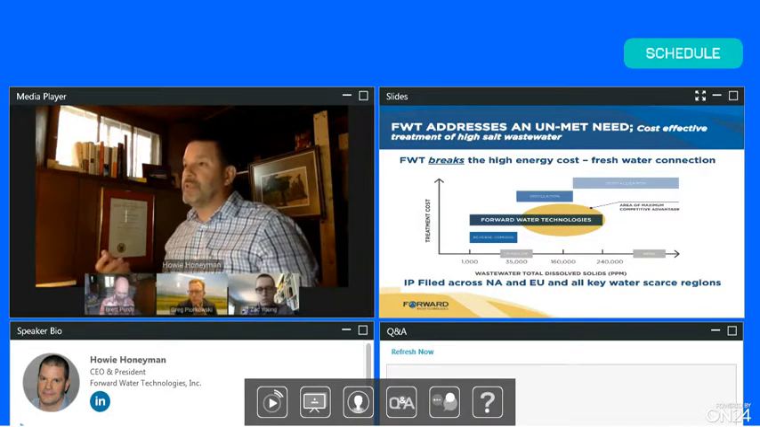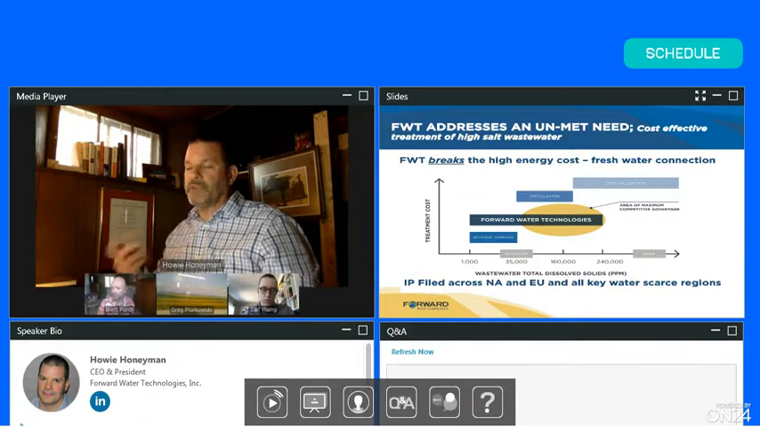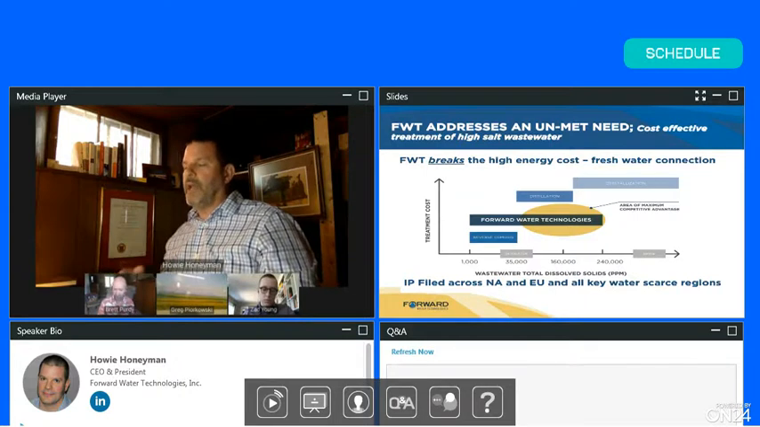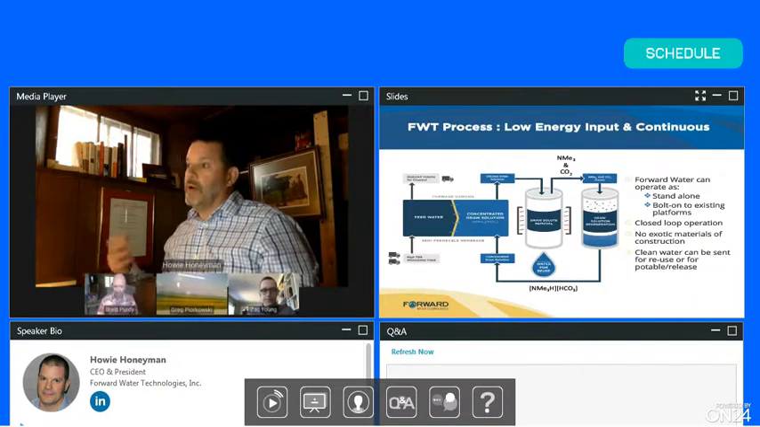The only other options out there for these higher total dissolved salt waste streams are thermal methods: distillation, evaporation, crystallization, and in some cases even incineration. And we sit right in that sweet spot. We use a membrane technology that allows us to be low cost, and we compete with the thermal technologies that are out there today.